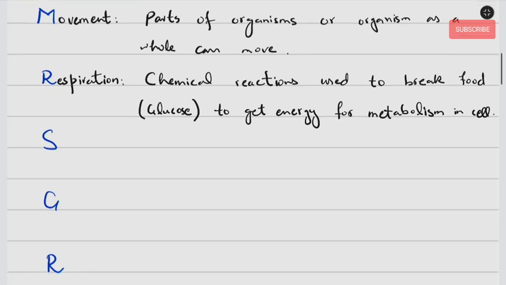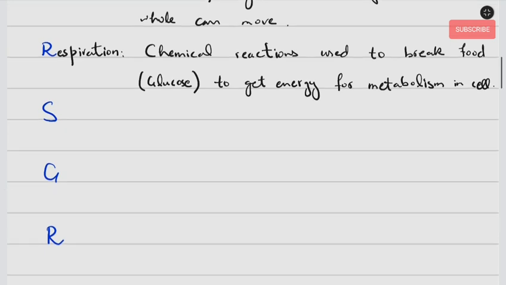Now, almost every cell must break down some food particle. It could be carbohydrate like glucose, it could be any type of food, okay, to get energy. Breakdown of glucose is called respiration, right? We will talk about that as well in the future.